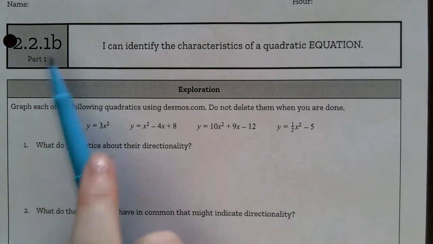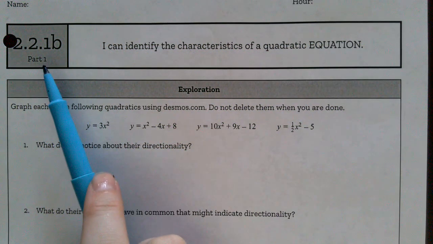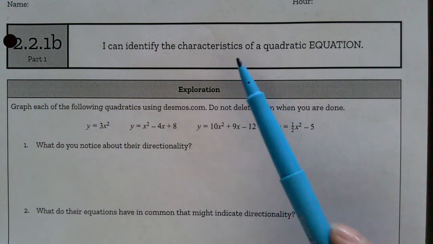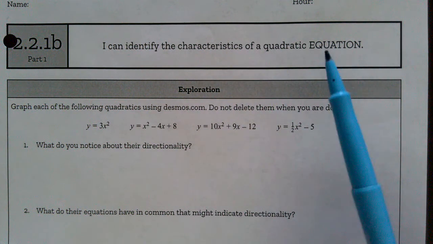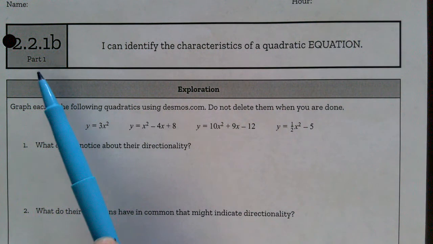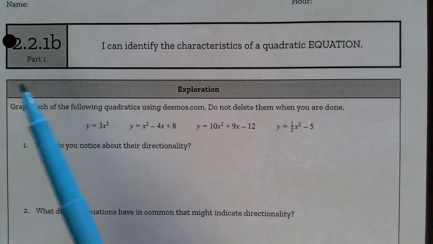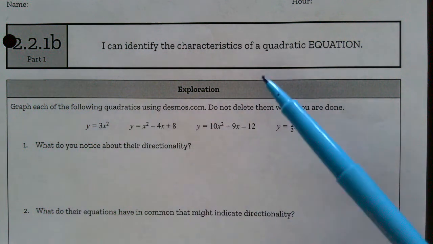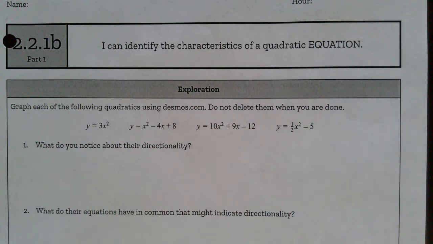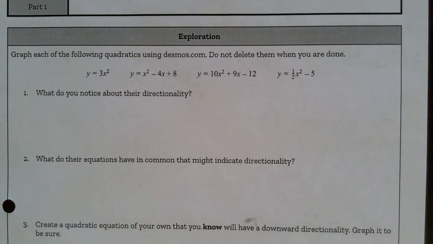Hello. In this video, we're going to go through learning target 221B, which is the characteristics of a quadratic equation. And this is part one because we're not going to do all the characteristics in these notes, but we will finish them later. So if you're not in class, I encourage you to do this exploration on your own. I think it's super helpful to be able to make some conclusions yourself. But I'm going to start with the notes on the back.